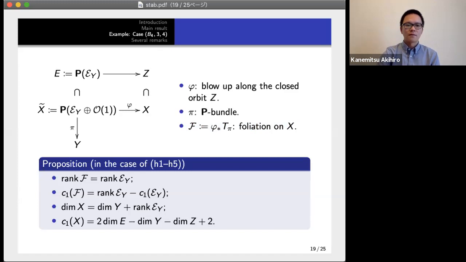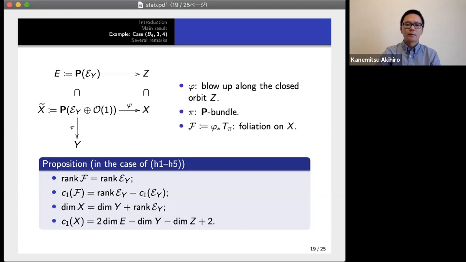Then we have these formulas. The rank of F is the rank of EY, and the first Chern class of F is the rank of EY minus the first Chern class of EY. The dimension of X is the dimension of Y plus the rank of EY, and the first Chern class of X is 2 times the dimension of V minus the dimension of Y minus the dimension of Z plus 2. And this proposition holds true for the case of type H varieties. They admit similar descriptions.